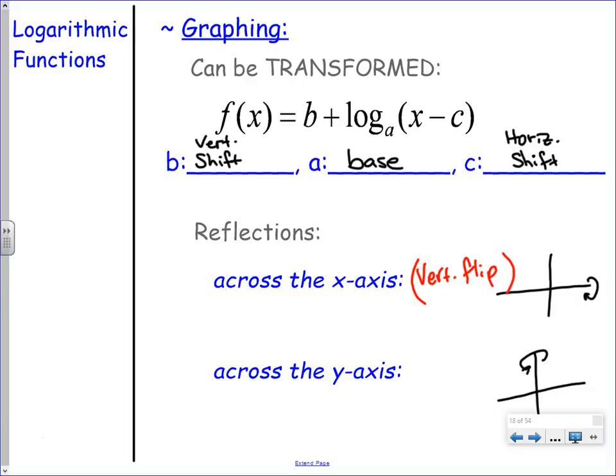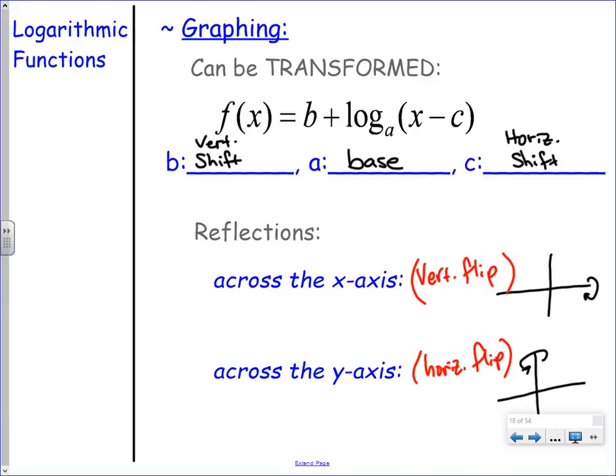Horizontal. It's going left-right. Did you have a question? Yes. Horizontal flip. So then think about it. Vertical, outside. Horizontal, inside. Reflections. How do we get them? Multiplied by a... There we go.